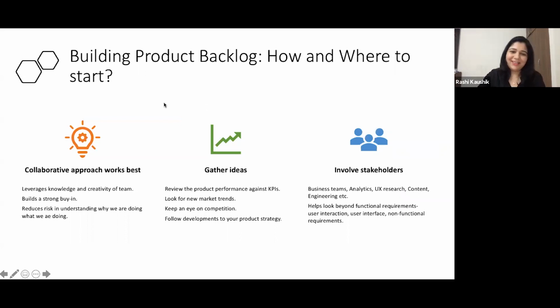Moving on. So now we know what is a backlog, what is a good backlog, why it's important. But I guess the $1 million question that everyone has is how and where to start building one. This is one of the key areas as a product manager. I would say that you need to start by gathering ideas. Now there are multiple ways to gather ideas.